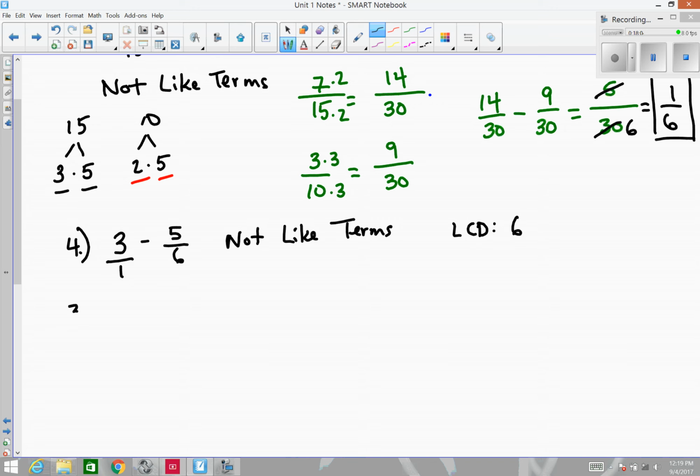So I'm going to take the 3 over 1 and write it as a fraction over 6, which means I'm multiplying numerator and denominator by 6 to get 18 over 6. The 5/6 is already in sixths, so my new problem would look like 18 over 6 minus 5 over 6, which leaves me with 13 over 6.